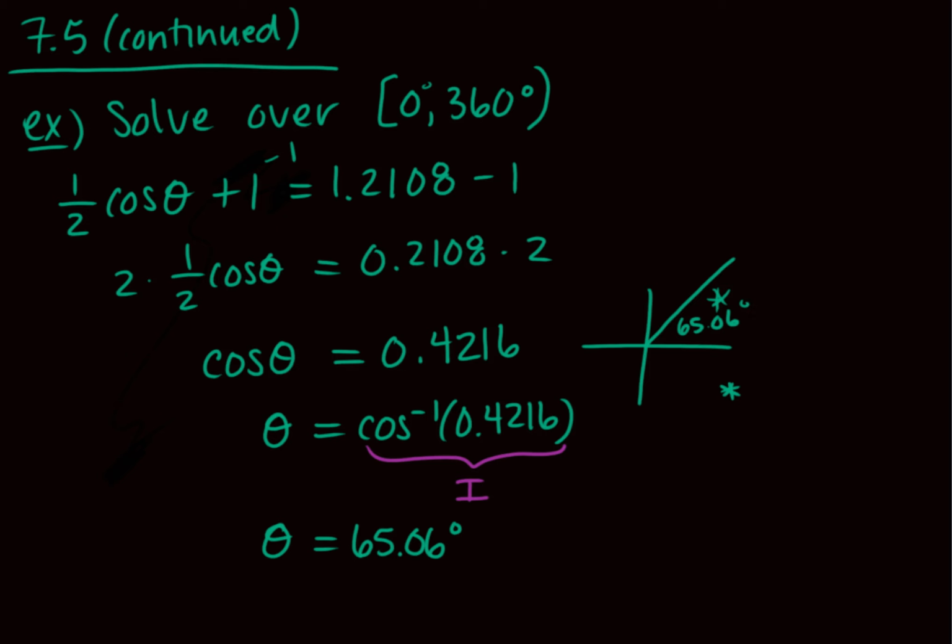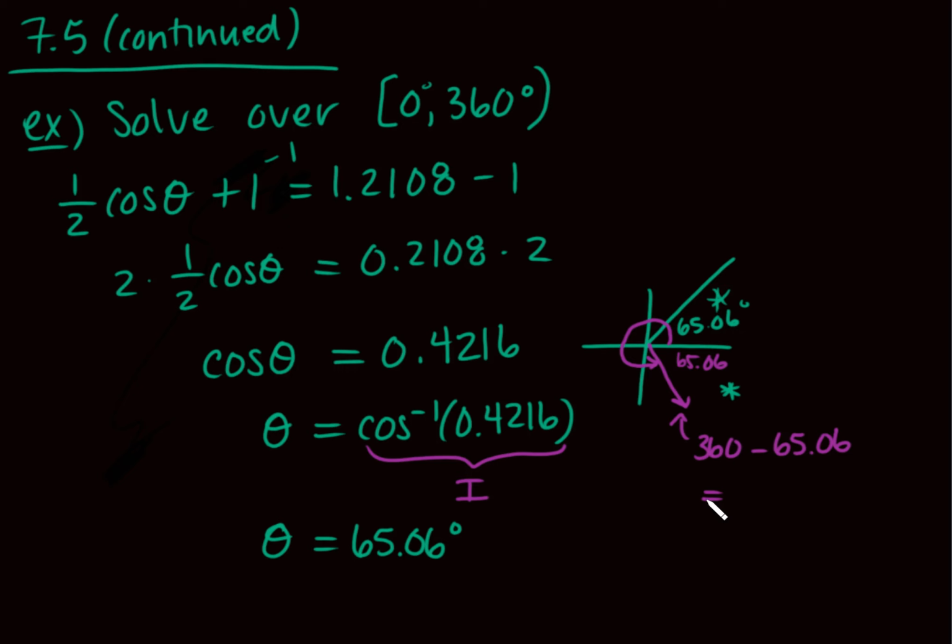Well, the other angle that will satisfy this equation is the angle whose reference angle is also 65.06 in the 4th quadrant, because we want cosine to be positive. And cosine is positive in the fourth quadrant, right? If I'm in the 4th quadrant, cosine is positive. So I'm going to take 360 minus 65.06. That's going to give me my other angle.